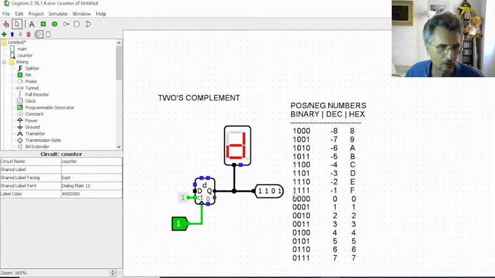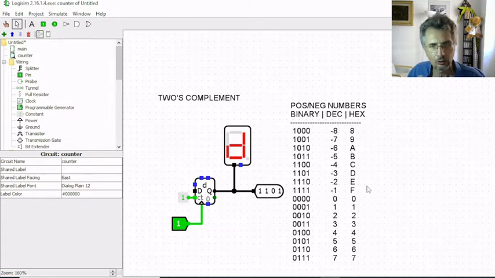So this is not, for example, -7, because it begins with 1, but we don't have to separate the first bit from the others. All together, these 4 bits are -1.